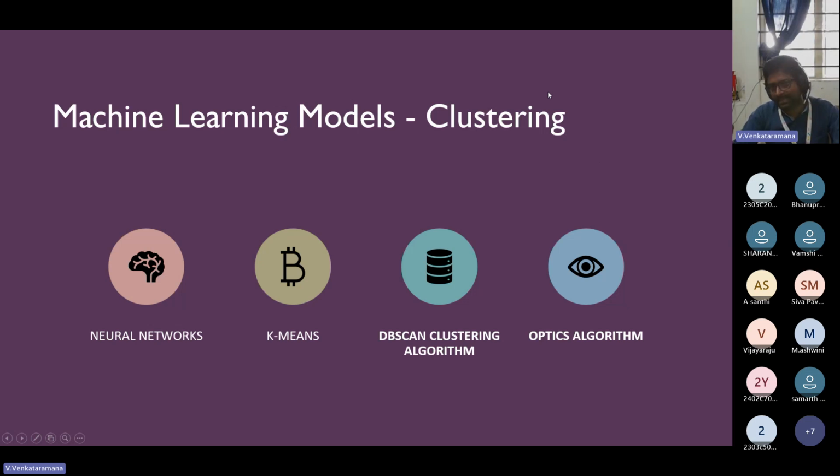We are not going to discuss all machine learning models; at least one or two machine learning models under every category of problem we will try to discuss. That means under regression we will work on one or two models, under classification we will work on one or two models, and under clustering we will work on one or two models. That also we will see in the coming sessions.